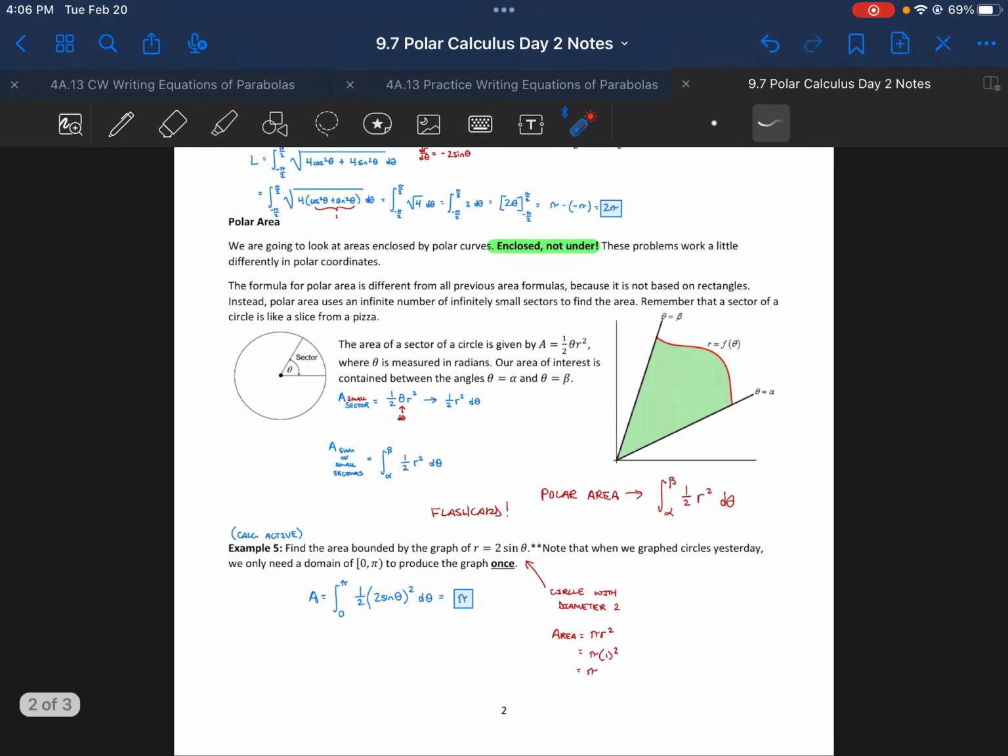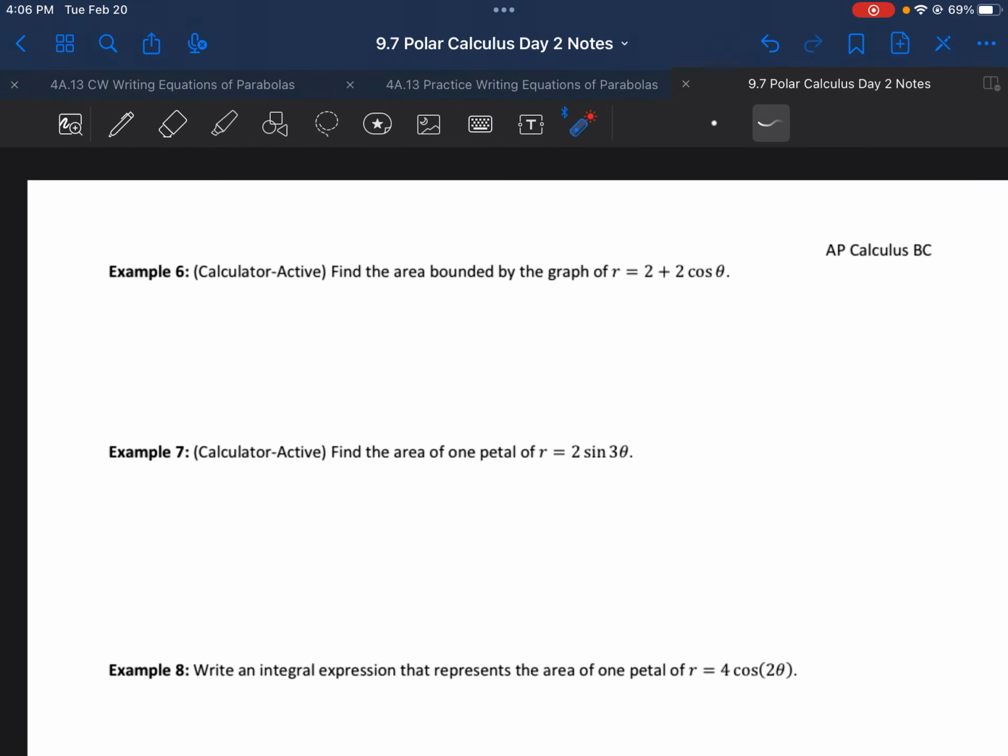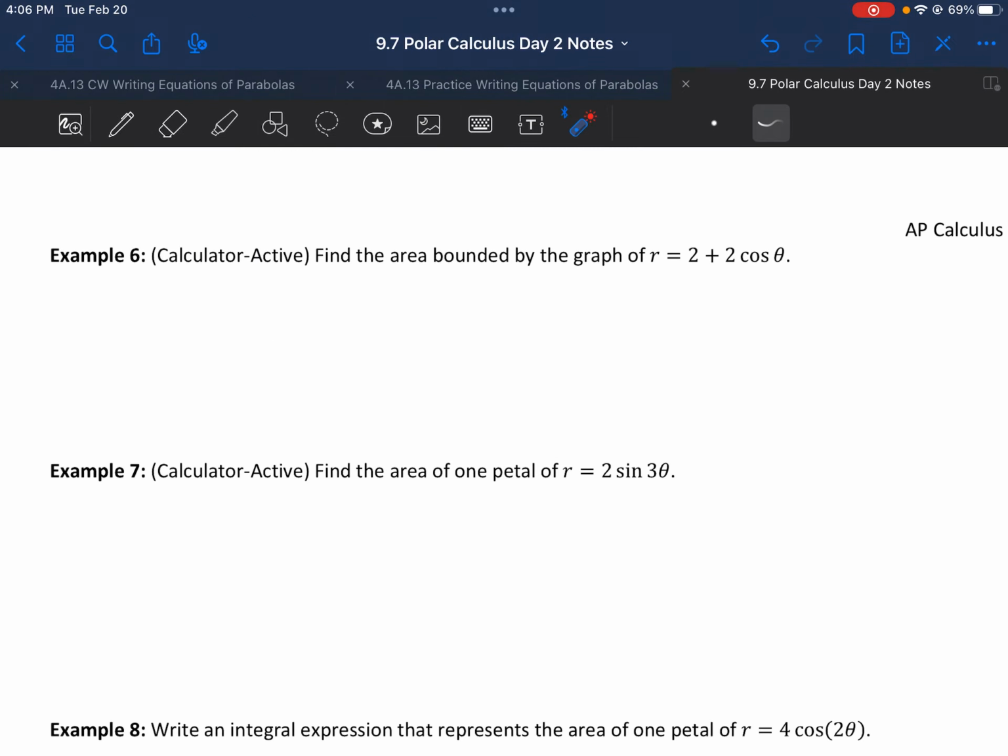All right, let's try a few other area problems. So last page of our notes here. Example 6, find the area bounded by the graph of r equals 2 plus 2 cosine theta. This is not a circle. And in fact, what I would encourage you to do is graph it. I can't really show it because I'm using an iPad, so I can't pull up the TI software.